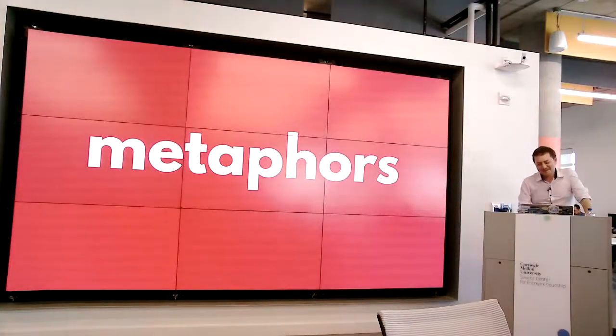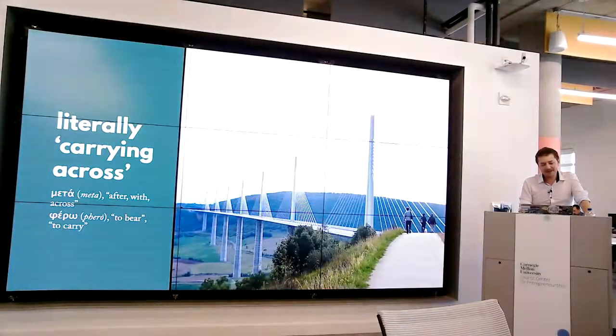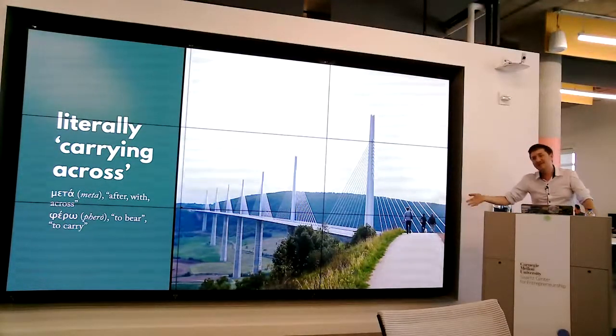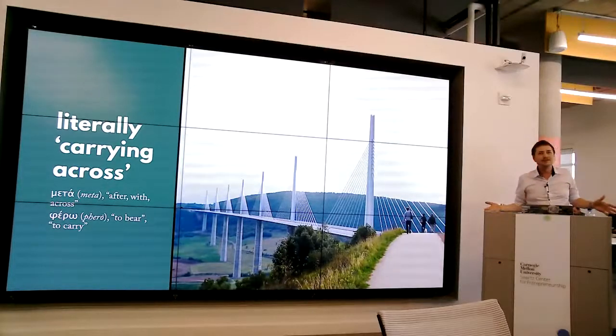Anyway, to get onto metaphors and what we're going to do today in the exercise, it's really about carrying across. Metaphors are about the idea of carrying one idea across from one place to another. And maybe a bridge is a good metaphor for a metaphor. I don't know, we could think about that.